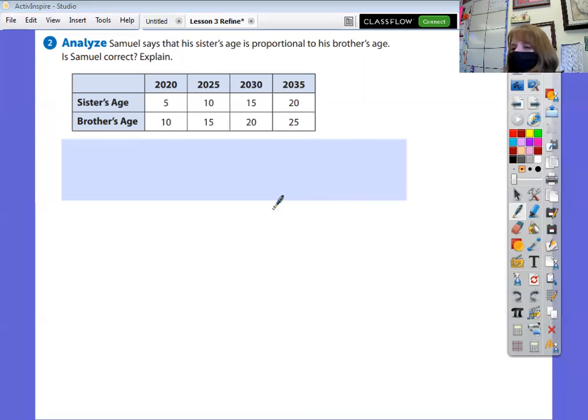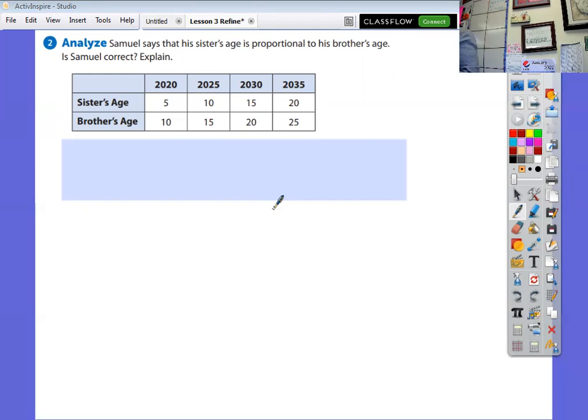Look at this one. Number 2, you guys had to do. Samuel says his sister's age is proportional to his brother's age. Is Samuel correct? With your group right now, you have 1 minute to discuss this and assign one person that's going to share their answer. Ready, set, go.